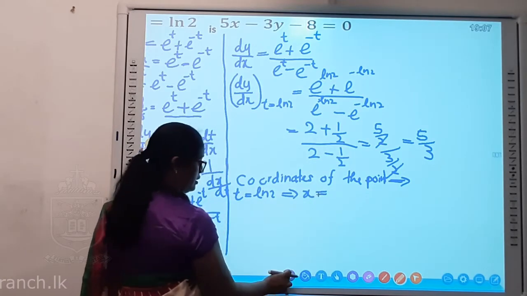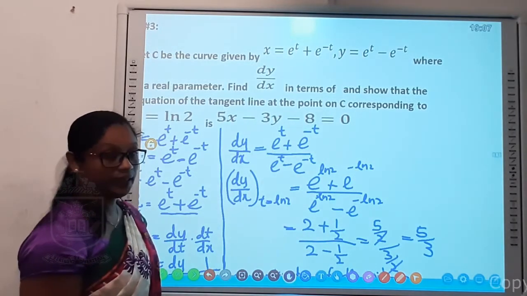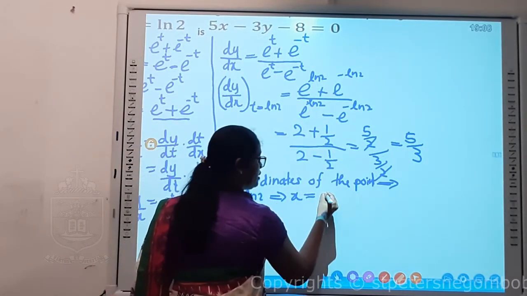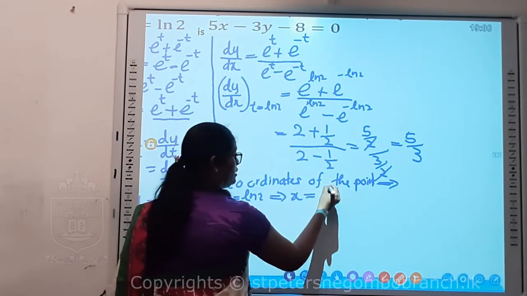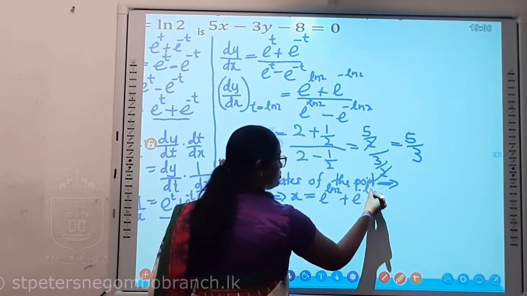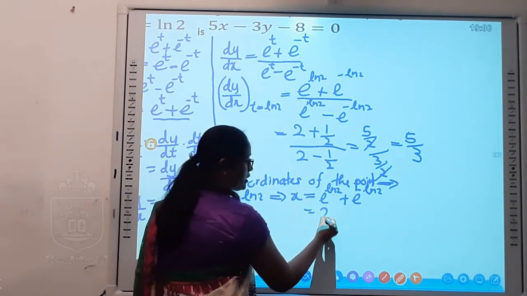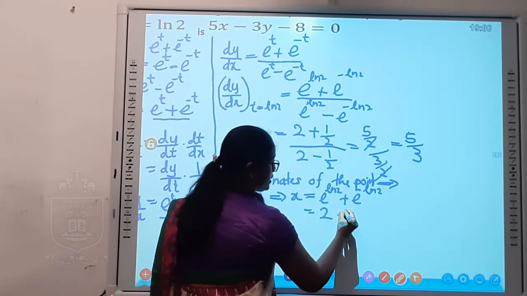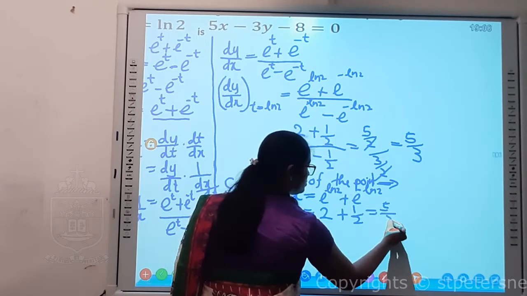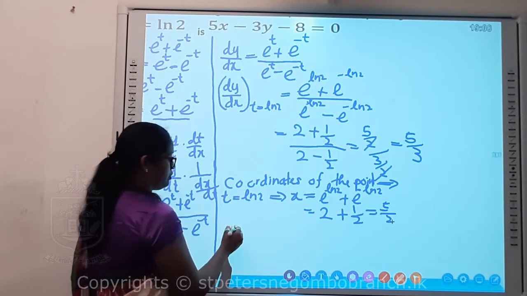So x is equal, from the initial function, to e to the power t plus e to the power minus t. It is e to the power t, here t is ln2, plus e to the power minus ln2. Right. So e to the power ln2, as I explained earlier, you can write as 2 and e to the power minus ln2 you can write as half. So the answer is 5 by 2. So the x coordinate of the respective point is 5 by 2 and we'll find out the y coordinate.